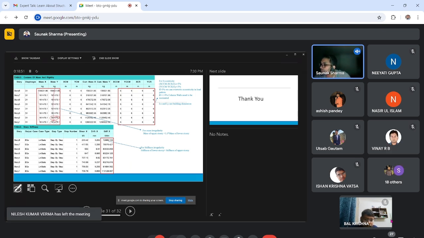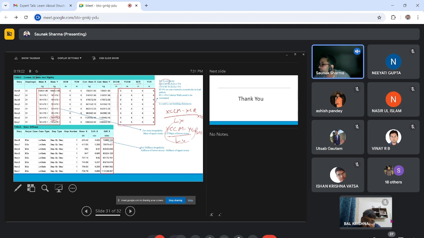We check center of mass and rigidity from this table. For eccentricity, this was a very symmetric building, so we are getting the same value. What is eccentricity? It is (XCM minus XCR) by the building dimension LX in the X direction, times 100%. Another is (YCM minus YCR) by LY, times 100%. This should not be greater than 5%.